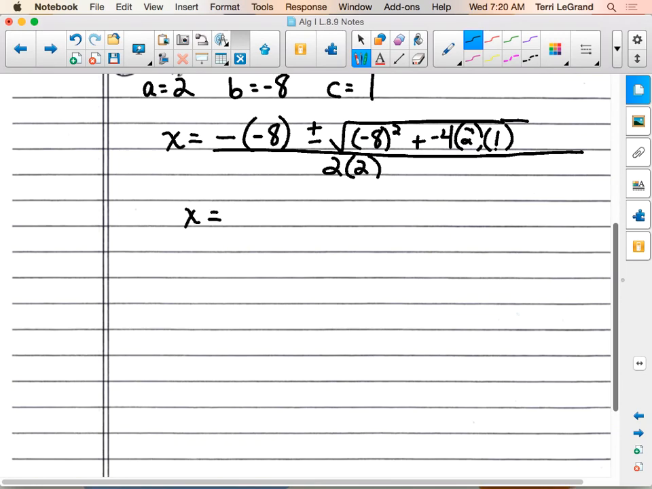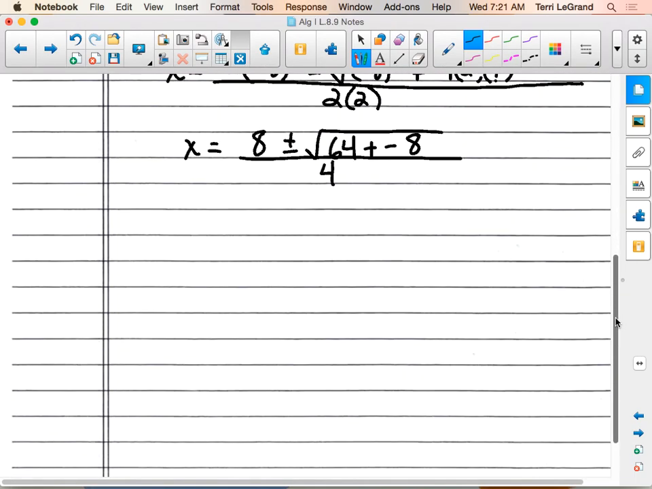x equals, the opposite of negative 8 is 8. Negative 8 squared is 64. Negative 4 times 2 is negative 8. Negative 8 times 1 is still negative 8. And our 2 times 2 downstairs becomes 4. x equals 8 plus or minus the square root of, we have our 64 plus a negative 8, 56. And that's all we're going to do in that step.